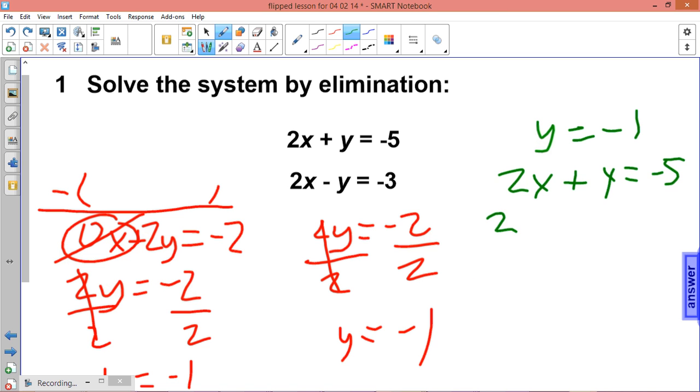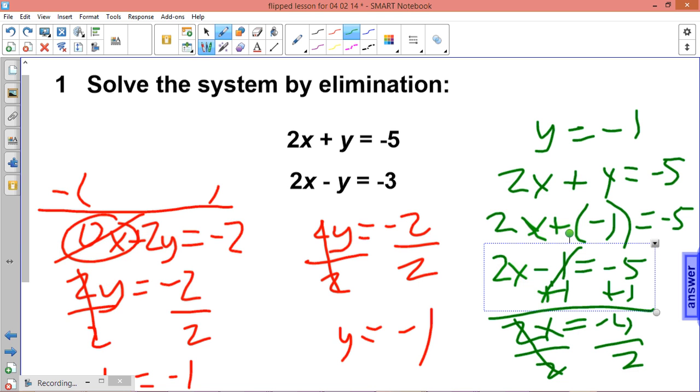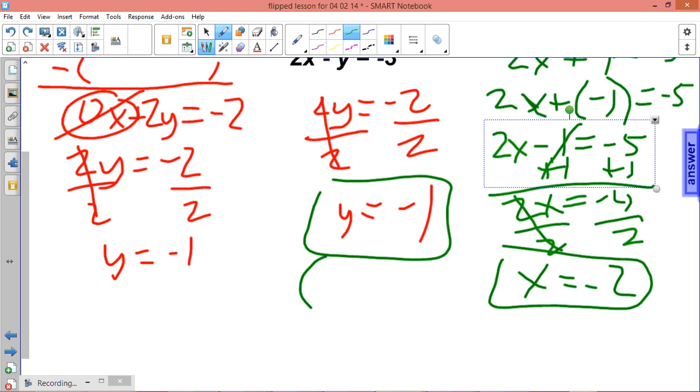And so it's 2x plus negative 1 equals negative 5. And then I just solve for x. Plus and negative is the same thing as saying 2x minus 1 equals negative 5. From here, it's very simple, plus 1. Plus 1, I get 2x equals negative 4. Divide by 2. Divide by 2. I have x equals negative 2. X equals negative 2, y equals negative 1. So my solution appears to be negative 2 comma negative 1.